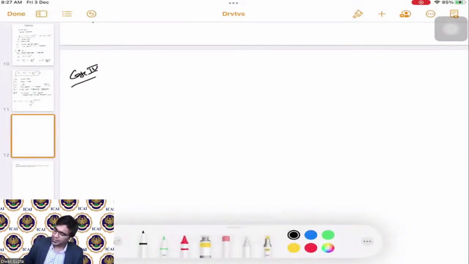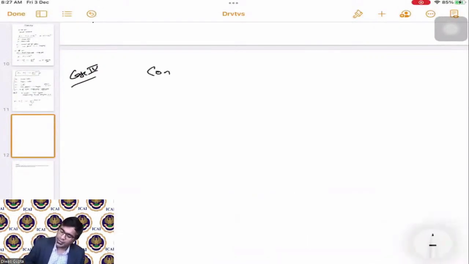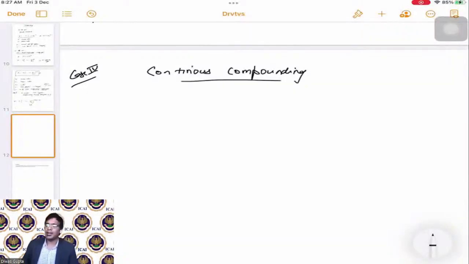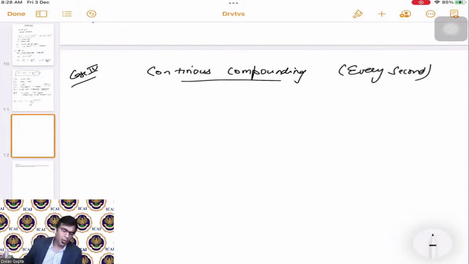we will have to treat it separately. There is a continuous compounding. There is no break in compounding. It is not happening after every 3 months, after every month, after every day. No, it is happening every second. Compounding is happening every second. So for this, we have to just remember this very simple and easy formula. A is equal to P e raised to the power R T.